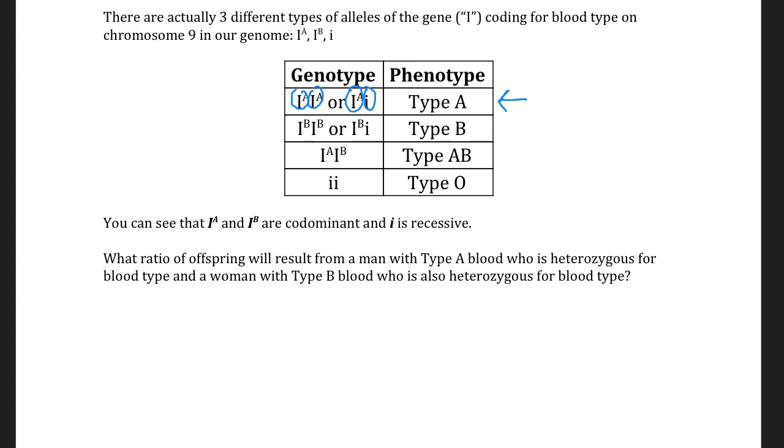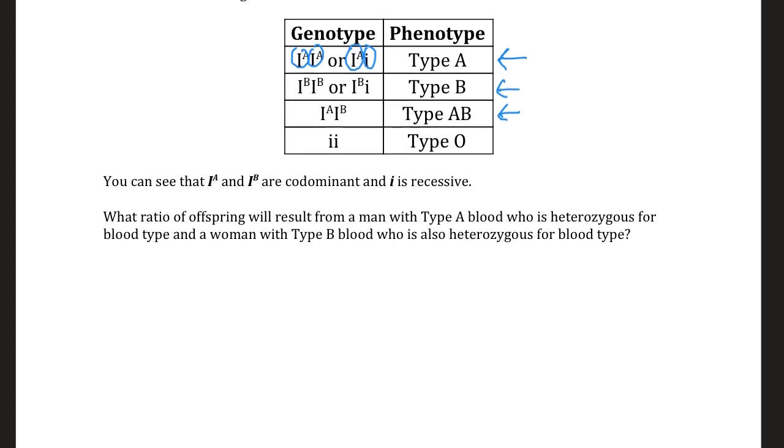Type B is just as shown here. We've got IB IB or IB i. Type AB is where it's codominance, where you have A and B showing up on the red blood cells. And then type O is little i. So when you have little i, your type O blood, these all refer to different proteins that show up on the surface of your red blood cells. So for type O, you don't have those particular proteins showing up. Okay.